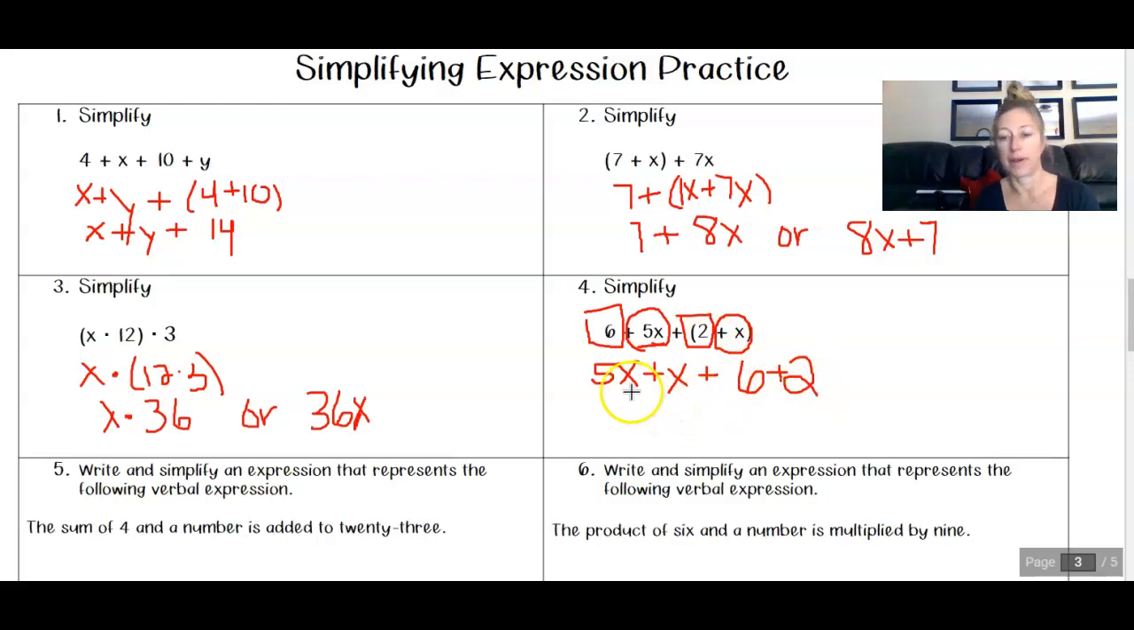Now I'm just going to combine 5x plus x. Ooh, what's the coefficient in front of x again? It's 1. So I have 6x plus 8. All right, I'm going to pause the video and scroll down.